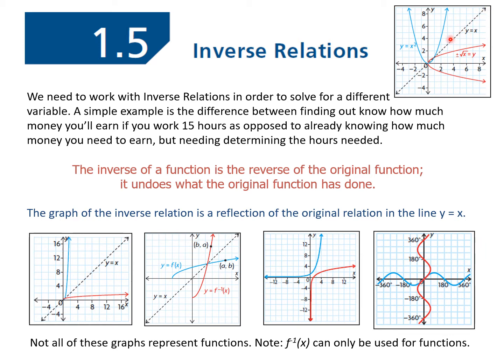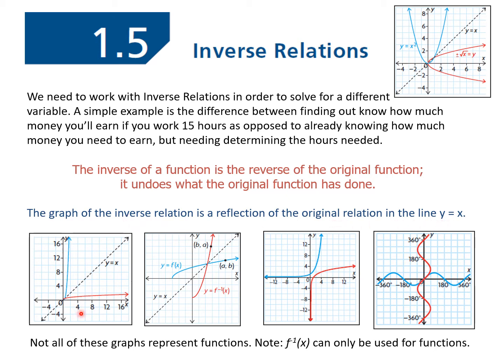So if this were a mirror right here, and if I had kind of painted this blue line with some kind of wet paint and folded it here, I would end up with this reflection right here. So it's a reflection through the line y equals x, because that's what the inverse function does. The graph of the inverse relation is a reflection of the original in the line y equals x.